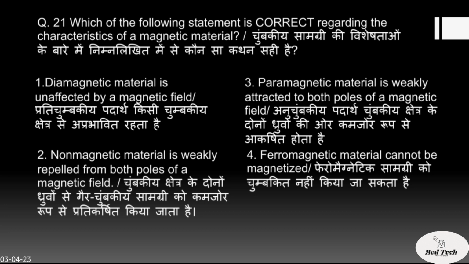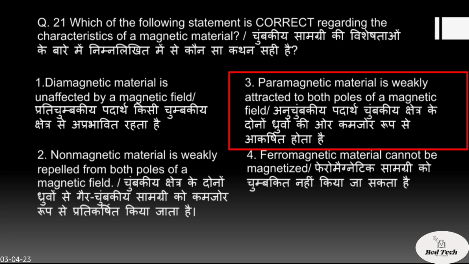This question basically comes from the MRI section. You can go through the playlist and watch the MRI video, and in English you can go through the RedTech official English playlist, where you can watch the English video also. So the right answer is option number 3. Paramagnetic material is weakly attracted to both poles of a magnetic field.